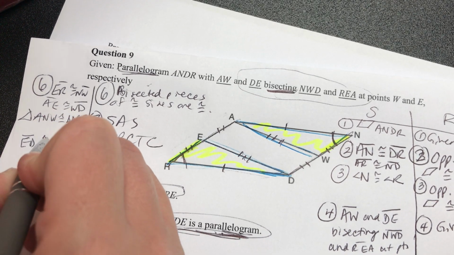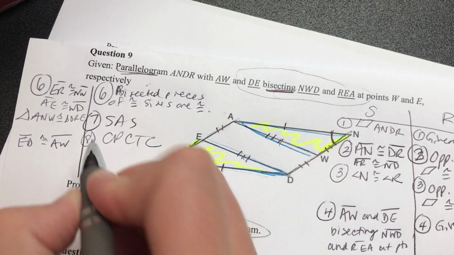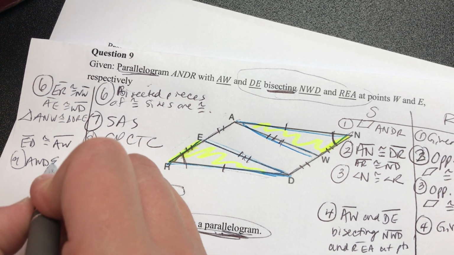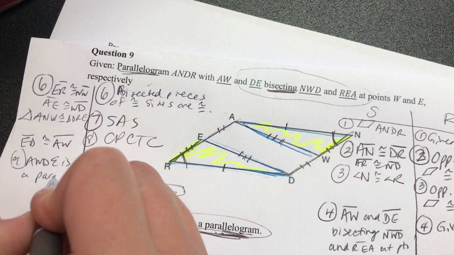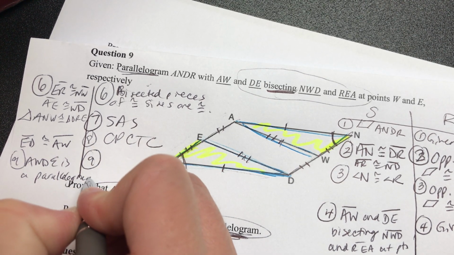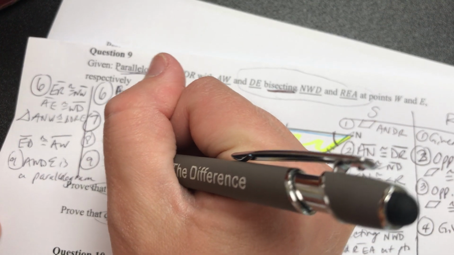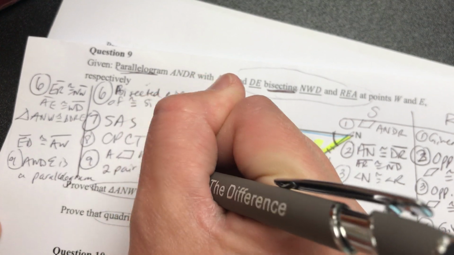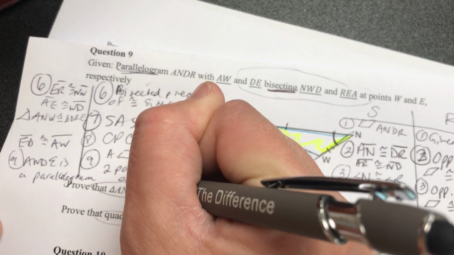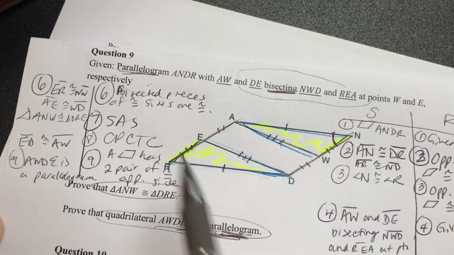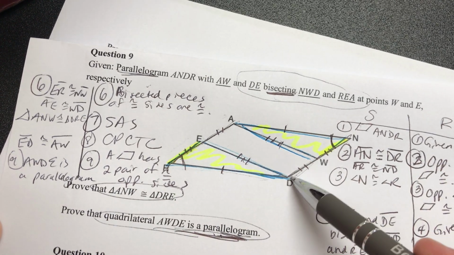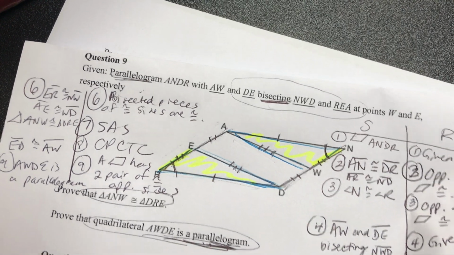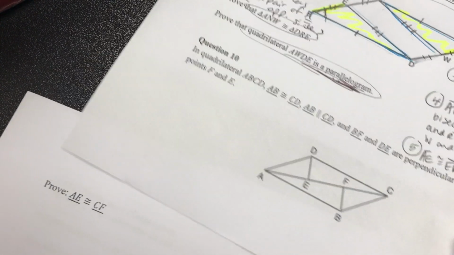So ED is congruent to AW. That's my CPCTC. And now I can say that AWDE is a parallelogram. And that's because a parallelogram has 2 pairs of congruent opposite sides. That's what I proved. I proved that AE and WD are congruent, as well as ED and AW. These proofs are definitely not small. These would be like 6-pointers.